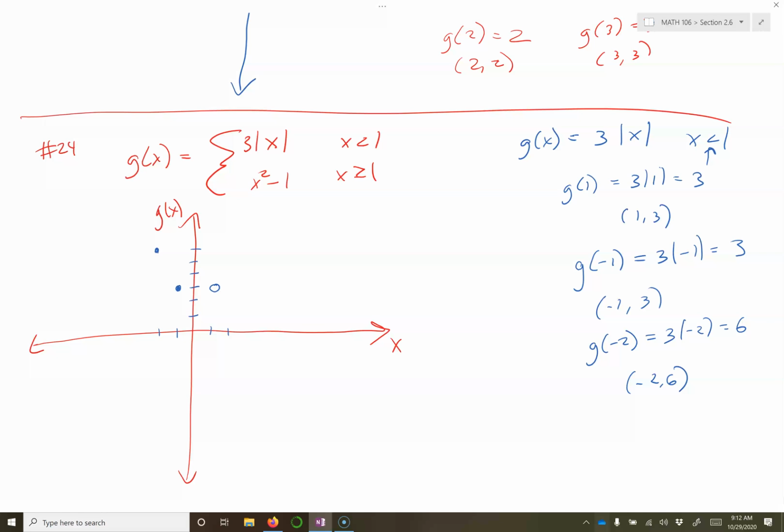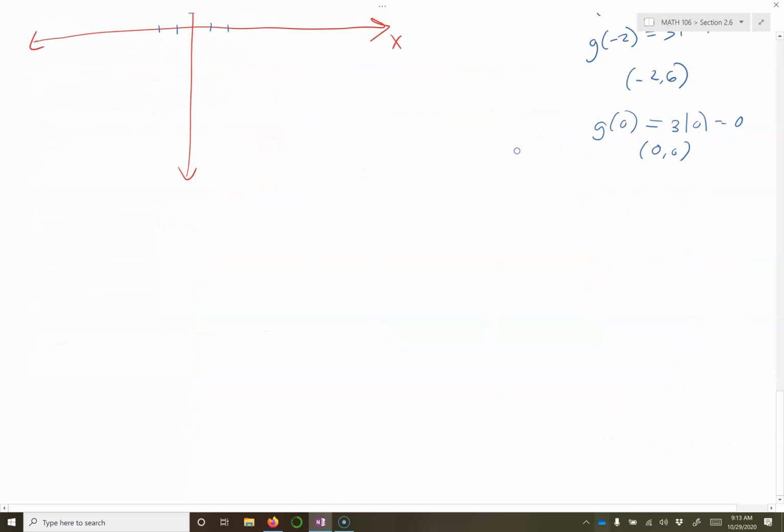That's interesting. What if I plugged in 0? Oh, yeah, this one's tricky. If you plug in g of 0, you get 3 times 0, or 0. So that means the origin's 0. So, okay, we haven't really done one of these before.